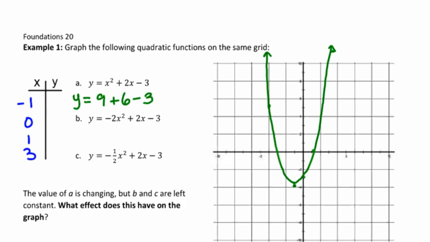So here, y equals -2 times -1 squared. Remember, the squared is applied to your x value. Any negative squared is a positive. So it's really -2 times 1, which is -2, plus 2 times -1 is -2, minus 3 will give us a -7.